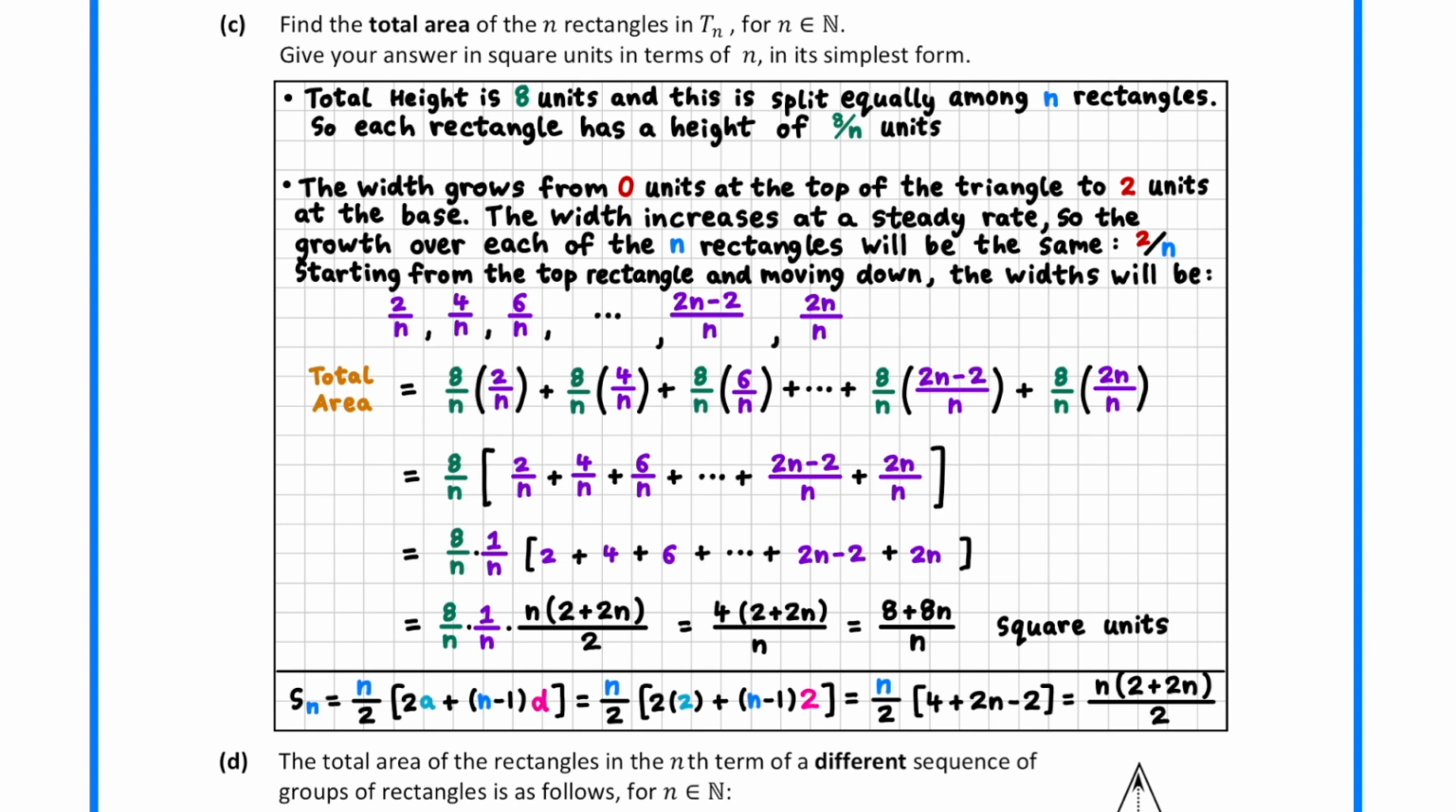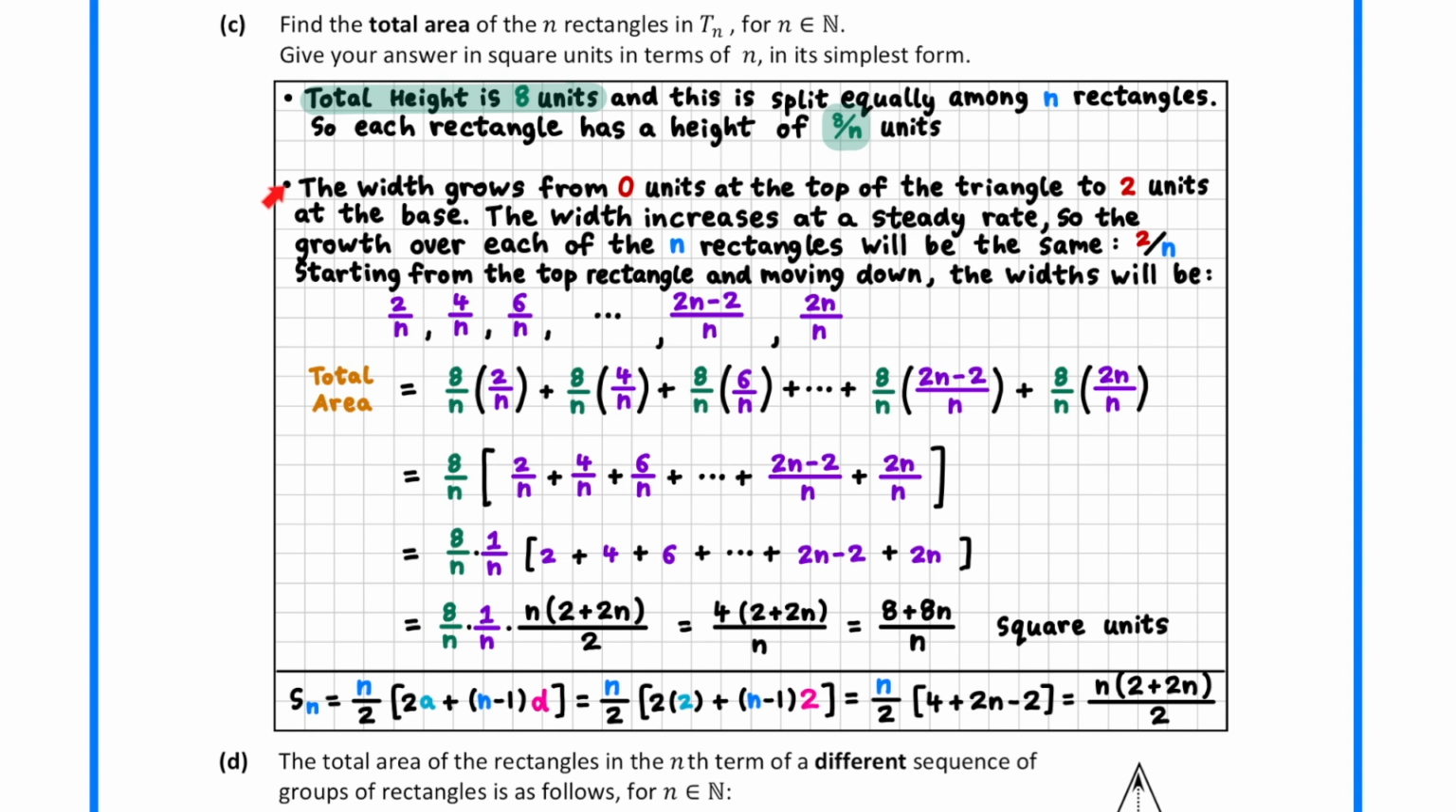In part C, we must find the total area of the n rectangles in Tn. We can do this by generalising the argument from part B. The total height of the triangle, 8 units, is split evenly among the n rectangles, which means each rectangle will have a height of 8 over n.